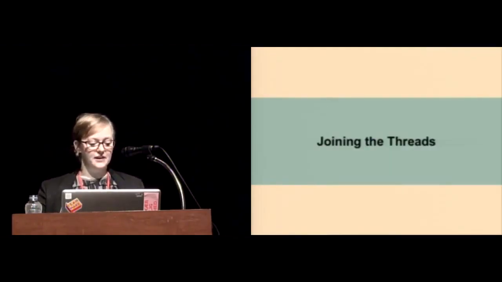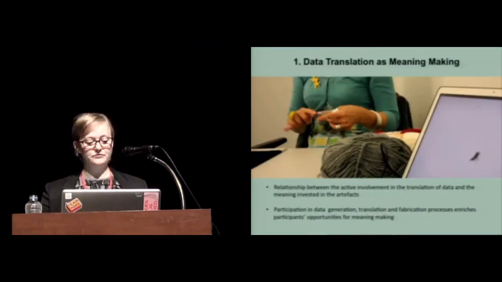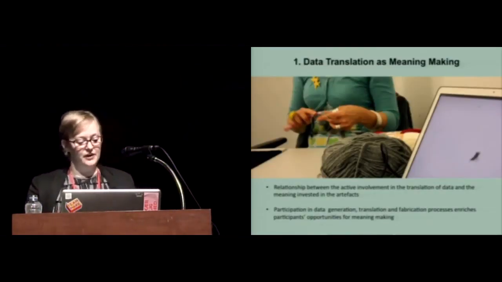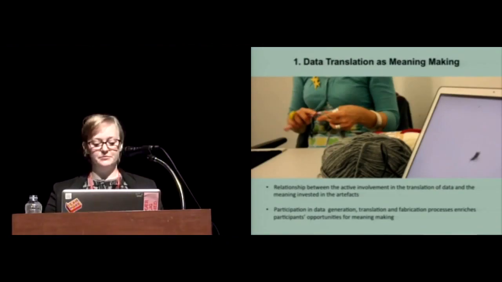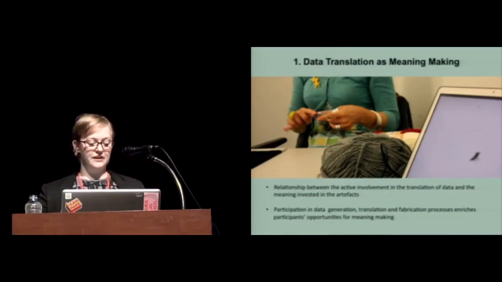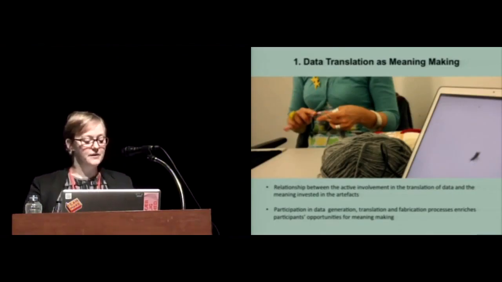To summarize, I will draw on these findings and more in-depth findings from our paper, joining 5 key threads we have formulated from these 2 contrasting studies. Firstly, we have found that participants in both studies made their own interpretations and created meaning throughout the making process in different ways, highlighting the important relationship between the active involvement in the translation of data and the meaning invested in the tangible artifacts and their overall experience.